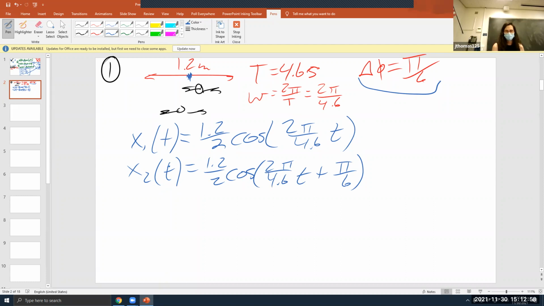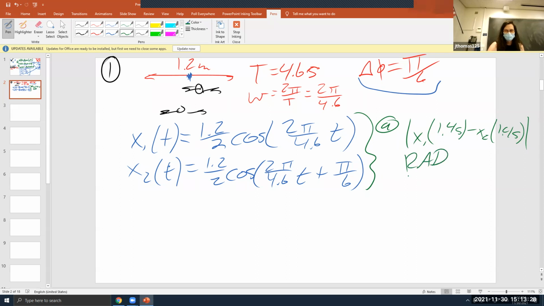And there you go. You have your position functions for part A, where they ask you to actually find the distance between them. The distance between them is just going to be the absolute value of x1 evaluated at the time that they give, which for me is 1.4 seconds, minus x2 evaluated at 1.4 seconds. They just take the absolute value to find the distance between them. Again, reminder number two, this is the one problem this semester where you need to be in radian mode to calculate that.